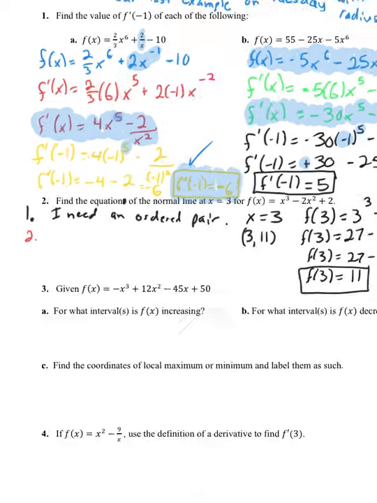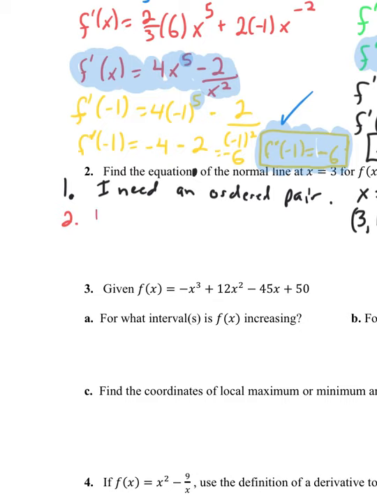Step 2, I didn't give myself enough room. Step 2, I need to find the slope of the tangent line, or gradient, depends on how you want to say it. That's step 2. So find the slope of your tangent line. That means you need the derivative of this function. So I need to find the derivative of the function so that way I can find the slope of the tangent line by plugging in that x equals 3 value into it.